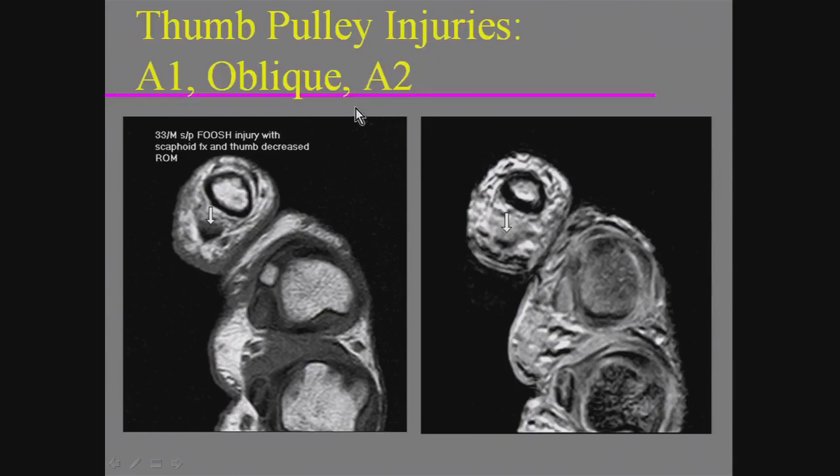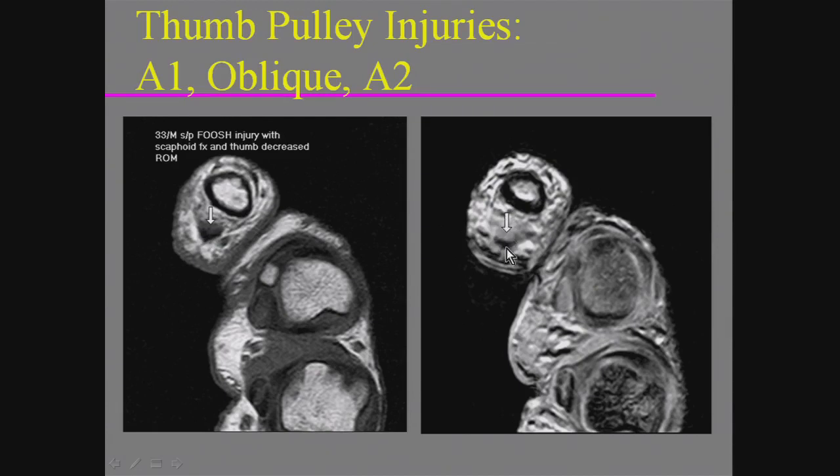In the thumb, you can also get pulley injuries. These are much less common. This is a 33-year-old male who had a fall on an outstretched hand that included a scaphoid fracture and decreased flexion and a lot of pain in the thumb. And you can see the bowstringing of the flexor tendon apparatus.